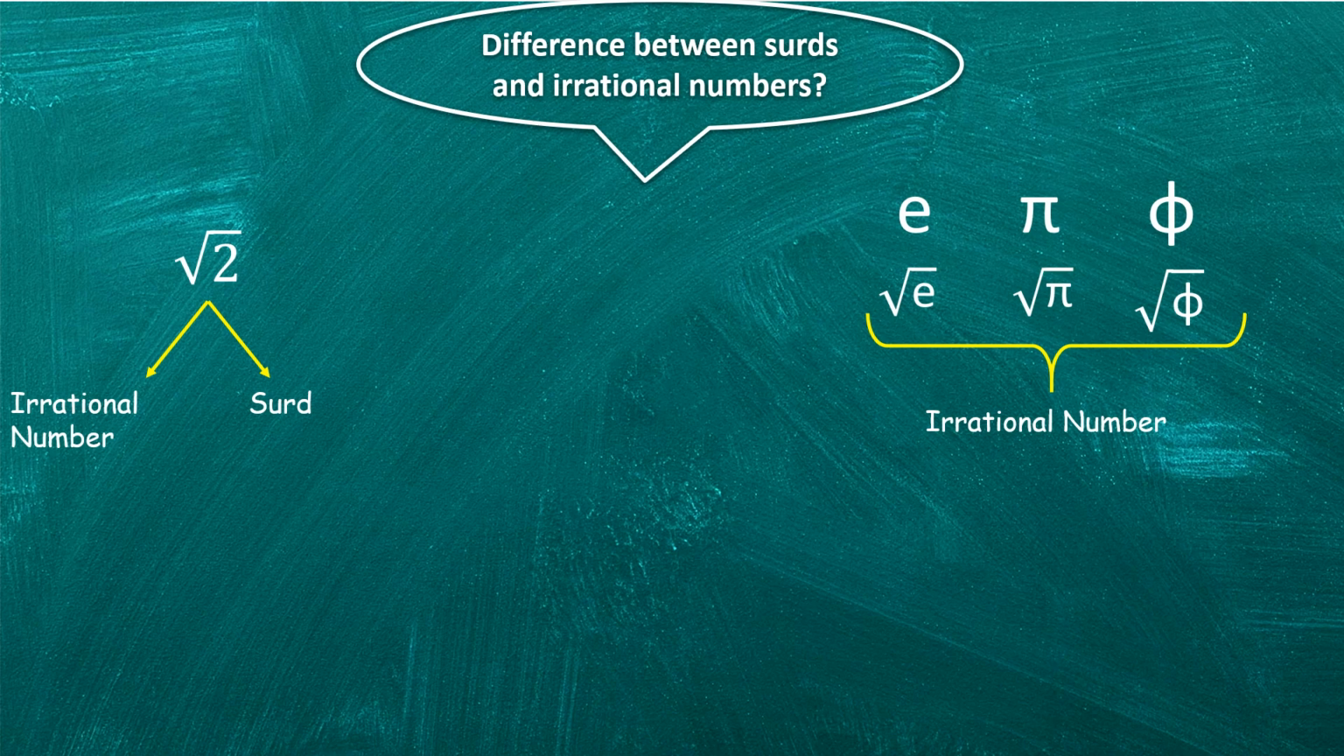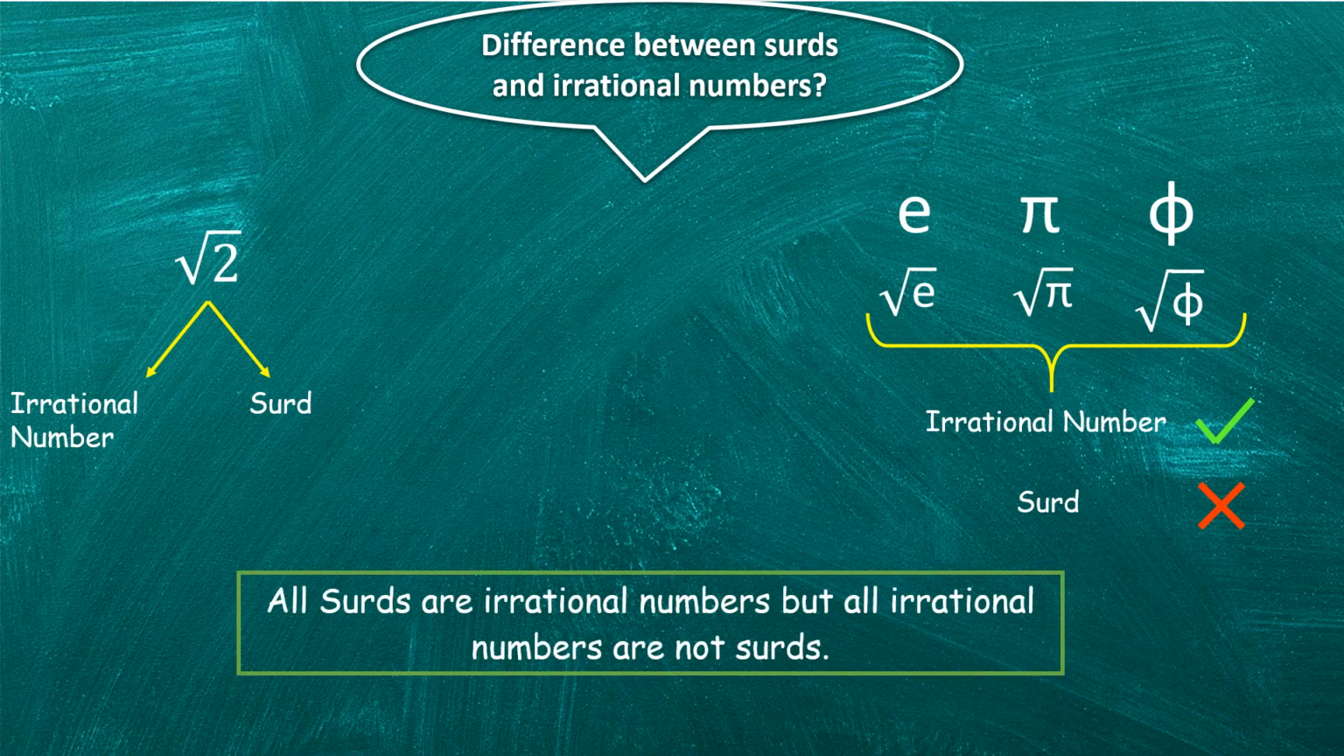But by the definition of a surd, the number under the root is a rational number, whereas Euler's number, pi and phi are irrational numbers. So these are only irrational numbers, not surds. So here we get the biggest conclusion: all surds are irrational numbers, but all irrational numbers are not surds.